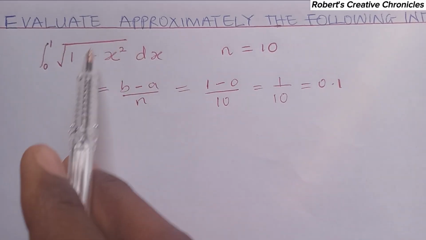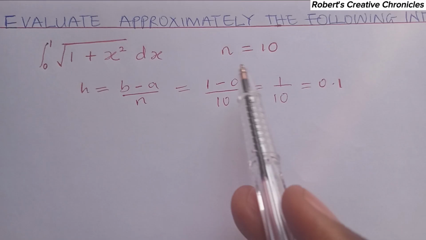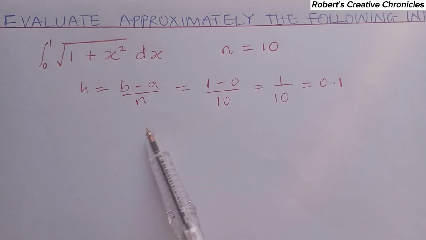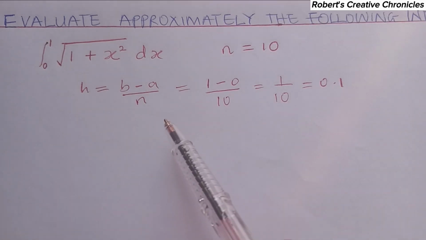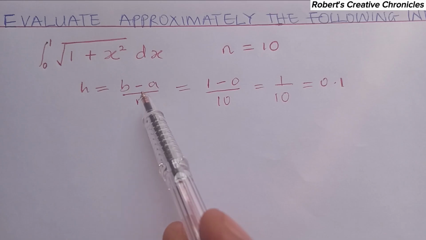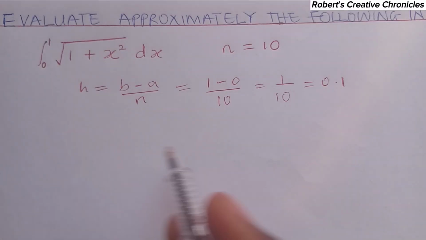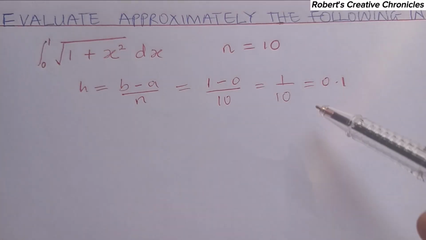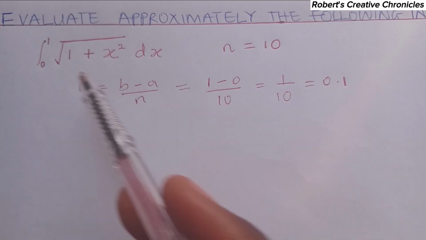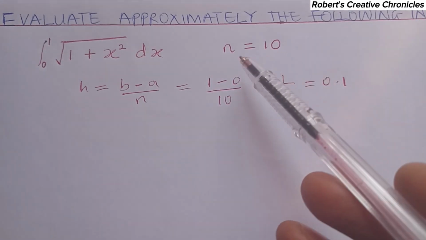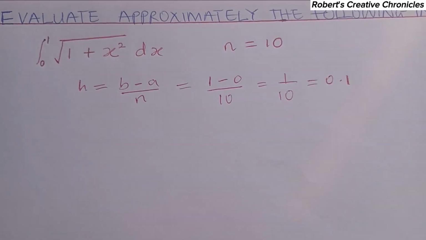So the area under this curve has been divided into n small strips. Then h is the width, the distance between each of the points. Then b is the upper limit, a is the lower limit. So now we have to draw a table. The distance between each of these limits from 0 to 1 will be 0.1. N can be anything, it can be 15. So let's draw the table.